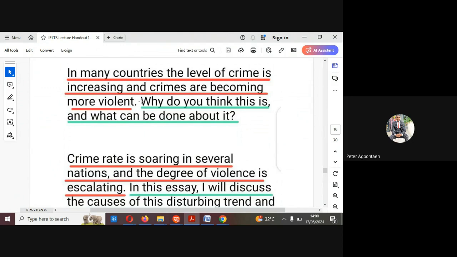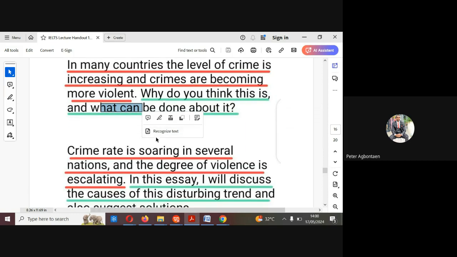And then they ask, what can be done about this? What solutions can you suggest? What can be done about it? So in essence, this question asked me to discuss the causes of the increase in crime rate and solutions to it. That's what I'm being asked to talk about here. Now take a look at what I did here.